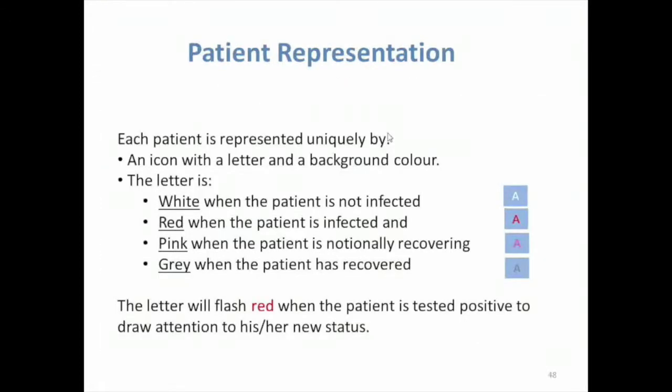So each patient, we have about 400 odd patients. You need to represent them uniquely. So we have an icon with a letter and a background color. The letter is white when the patient is not infected. The letter is red when the patient is infected, and pink when the patient is recovering, and gray is when the patient has recovered, because we want to differentiate those patients who have never been infected from those patients that have been infected but they have recovered. And the letter will flash red when the patient is tested positive, so we can draw attention to his new status.